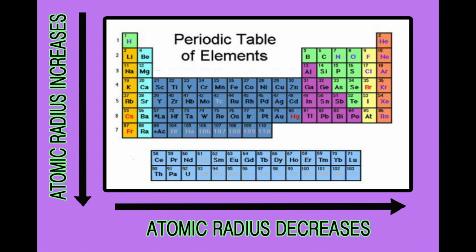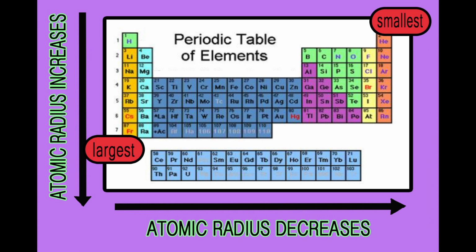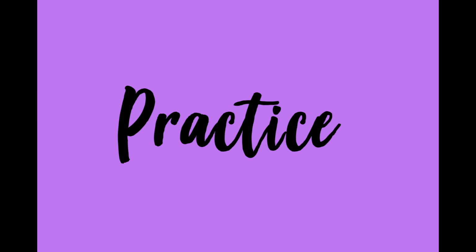In summary, as you move down the periodic table, atomic radius increases, and as you move across the periodic table from left to right, atomic radius decreases. In general, the largest atoms are found at the bottom left of the periodic table, and the smallest are found at the top right. Now let's practice what we've learned.